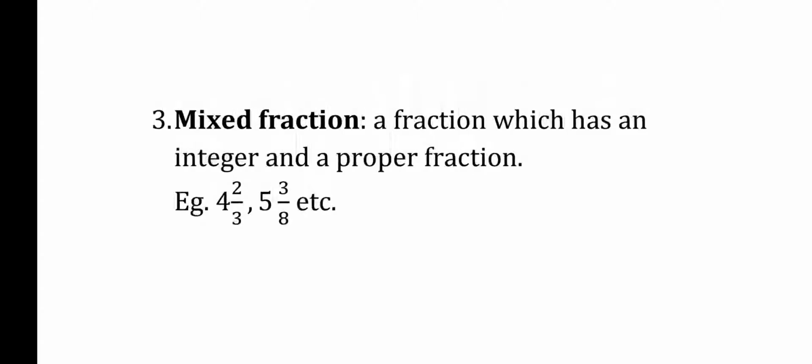Third one is the mixed fraction. If a fraction has an integer along with a proper fraction, then it's called a mixed fraction. So here an integer is there along with the proper fraction. So it's called the mixed fraction. So 4 2 by 3, 5 3 by 8 are examples of mixed fractions.